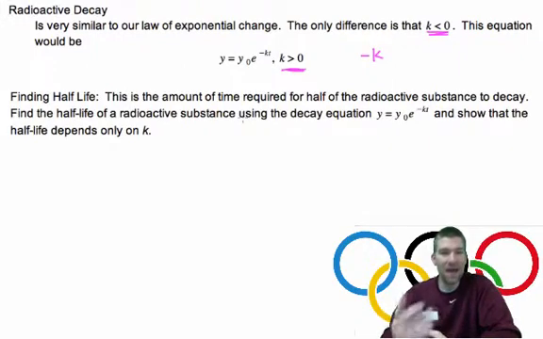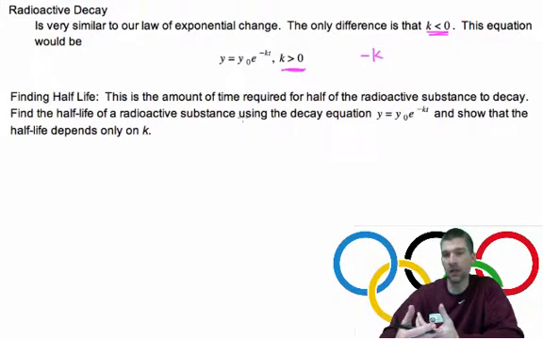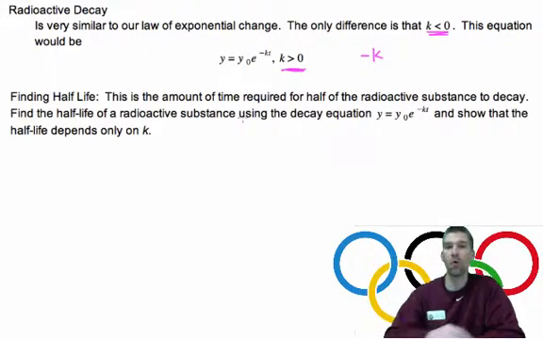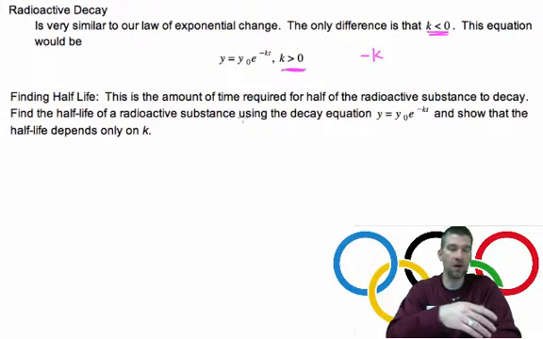Find half-life. This is the amount of time required for half of a radioactive substance to decay. Find the half-life of a radioactive substance using the decay equation, y equals y0 e to the negative kt, and show that the half-life only depends on k.